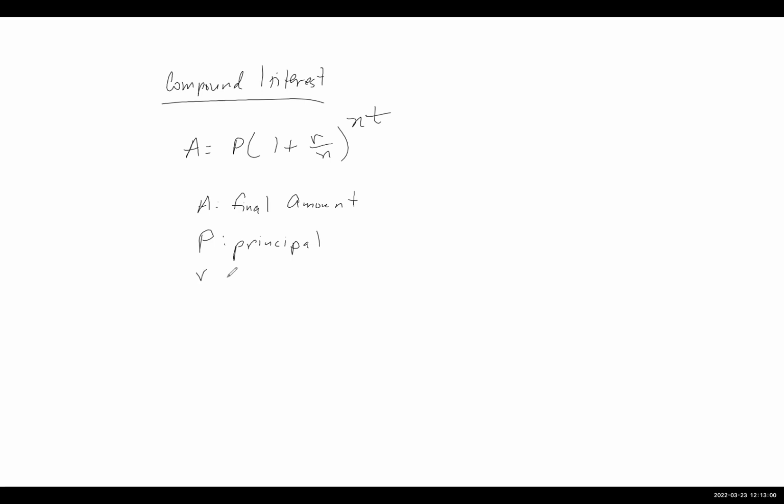And R is our rate, our interest rate. N is the number of times it compounds during the year, so the number of periods per year. So if it's quarterly, that's 4 times per year. If it's monthly, it's 12. And then the T is the number of time periods, and I'm pretty sure in all the ones that we're going to do, the time period is a year. So I'm just going to say the number of years here for T.